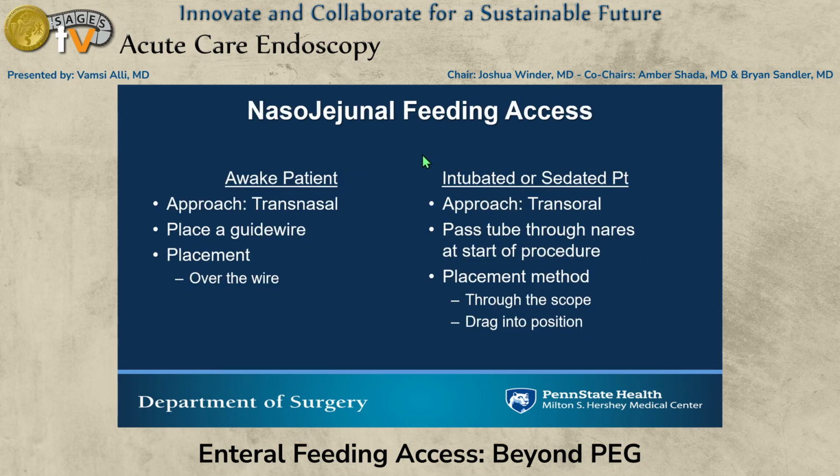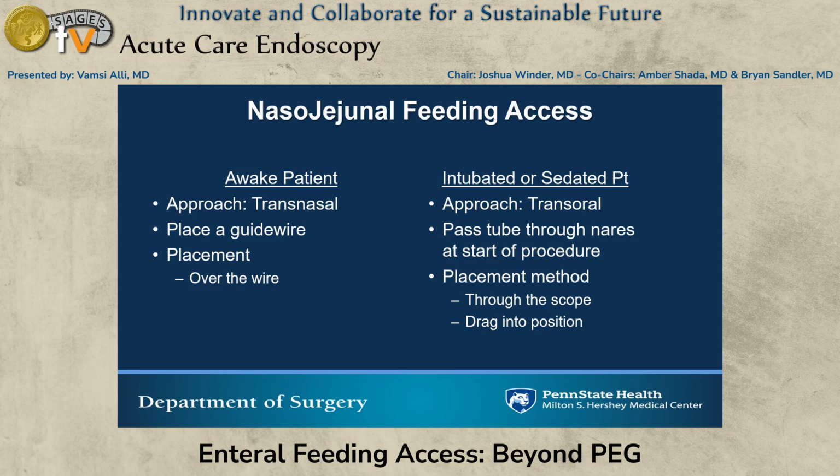So other options for maybe less durable access and natural orifice, so nasojejunal access. You can go transnasal in awake patients. Usually I tend to use a nasal trumpet to protect some of the turbinates and the posterior nasopharynx. And you place this over a guide wire using an ultra-slim scope.